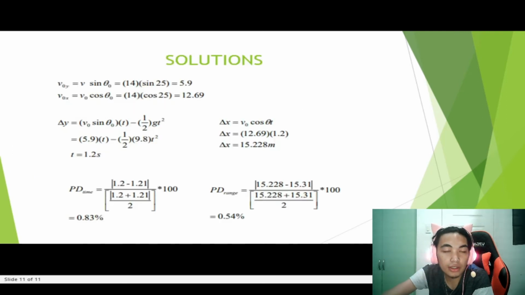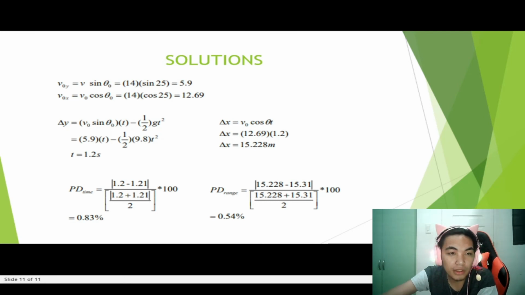So solutions, the V0 of y is equal to 14 times sine 25 is equal to 5.9. The V0 of x is equal to 14 times cosine 25 is equal to 12.69. So y theta is equal to 5.9 times time minus 1/2 times 9.8 times time squared. So we get t is equal to 1.2 seconds, while the x theta is equal to 15.22 meters.